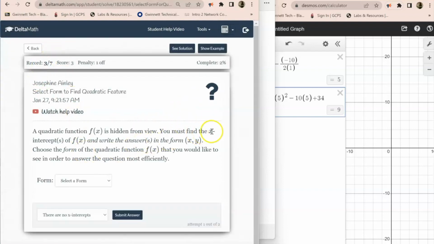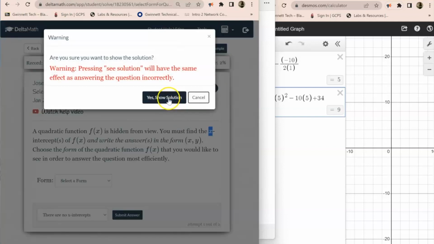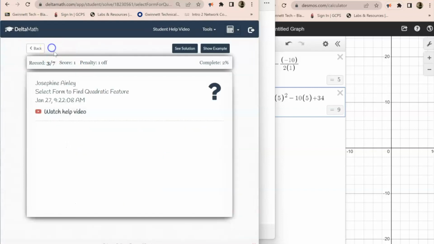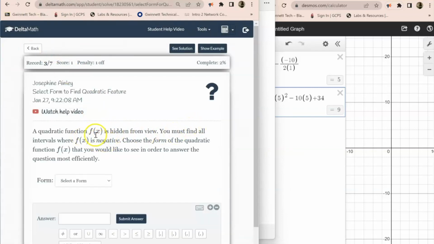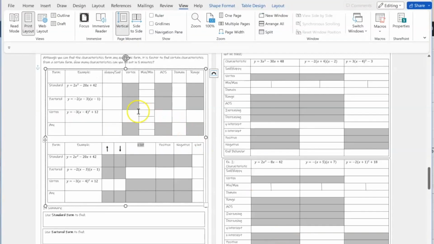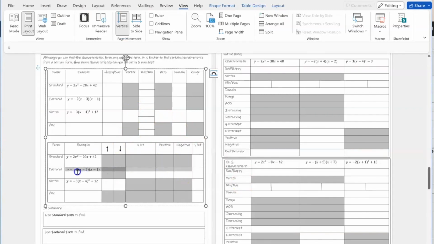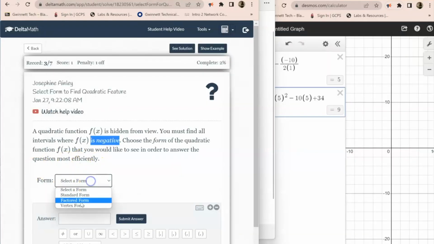All right, now we're going to look at another x-intercept. Okay, so I'm just going to move forward. I just need to make sure I do every one of them. X-intercept again. All right, I must find all the intervals where it is negative. All right, so negative. So positive and negative. And again, from my notes, positive and negative, the only one that's not blacked out is factored form. So this is coming from factored form. All right, so let's go ahead and find factored form.